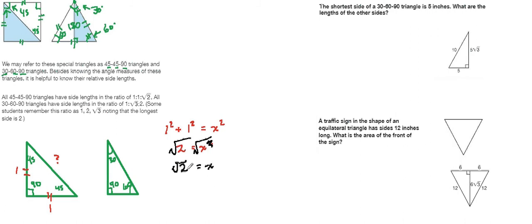We can't make square root of 2 look much better, so we're just going to leave that as square root of 2. The side length relationships for the 45, 45, 90 triangle are a 1 to 1 to square root of 2 relationship. All right, now let's work a little more with the 30, 60, 90.